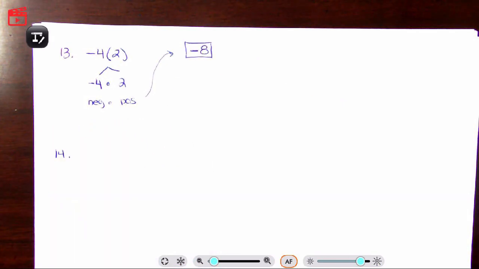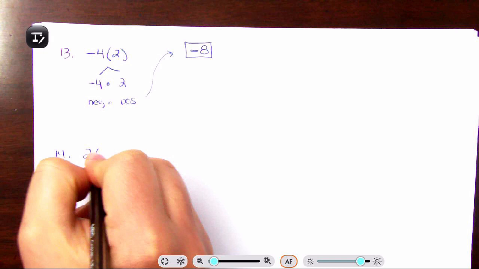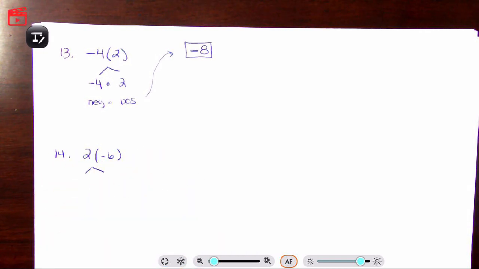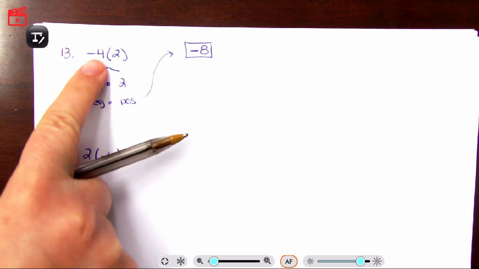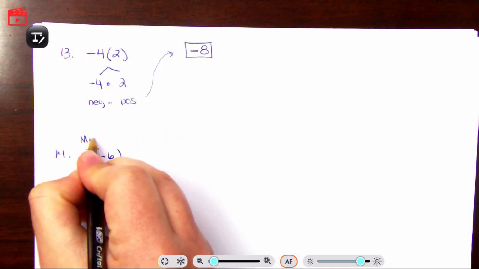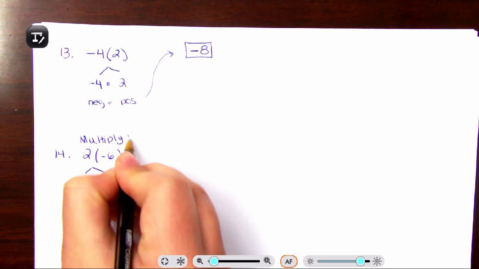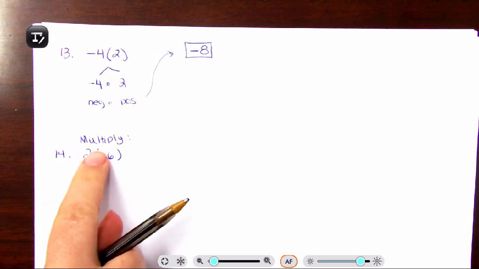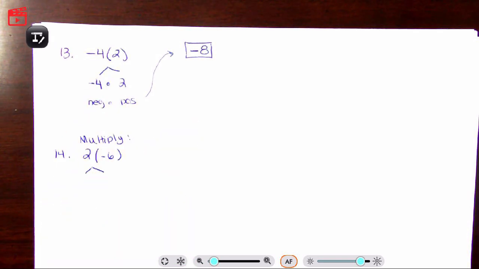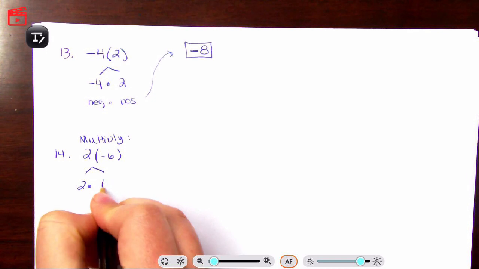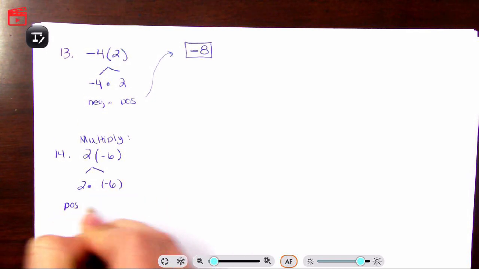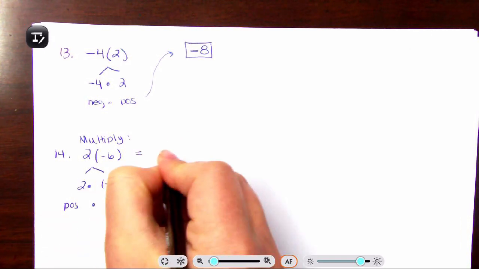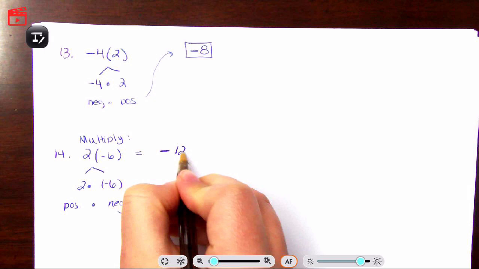Number 14 says multiply 2 and negative 6. Number 14 is one of those gimme questions, because if you didn't know what to do here, this one told you multiply. And look how the setup is exactly the same, just the numbers are different. So if you didn't know what to do, number 14 told you to multiply. So again, we are going to split these up. I have a positive and I have a negative. What am I doing? I'm going to multiply that. These are different. That means my answer will be negative. 6 times 2 is 12.